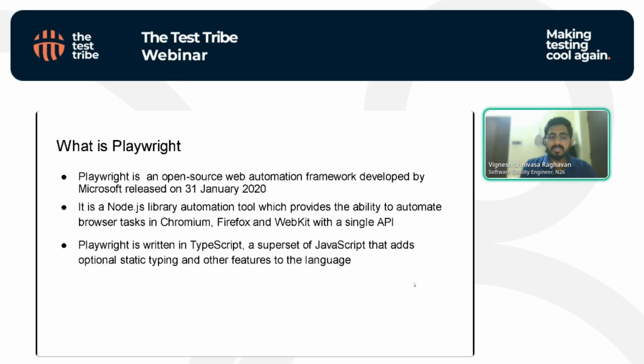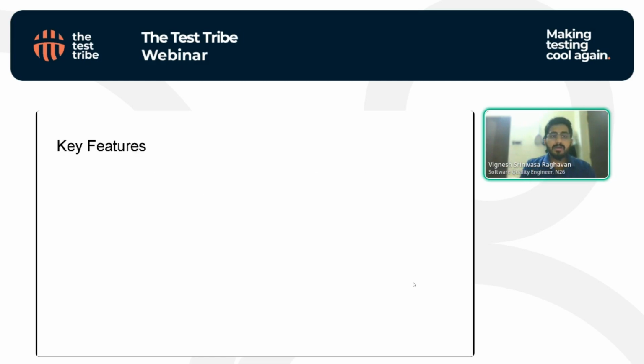And the most important thing is Playwright is written in TypeScript. For the people who don't know what TypeScript is, it is nothing but a superset of JavaScript. Assume that TypeScript is like a wrapper built on top of JavaScript that adds optional static typing and other features to the language. TypeScript has a number of features compared to JavaScript. We'll see all of them in a later part. Now we have seen what TypeScript is in a very simple nutshell.